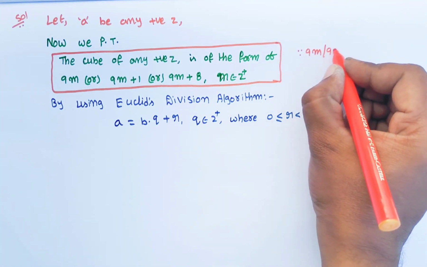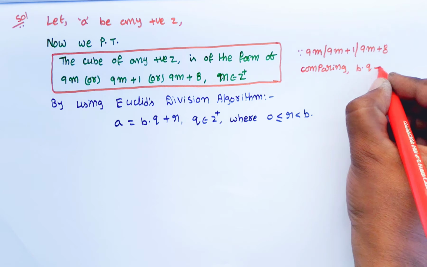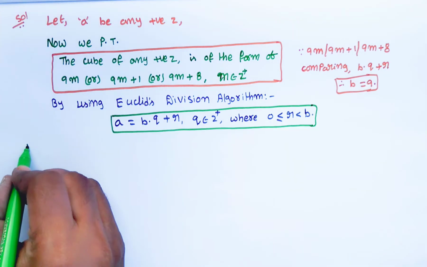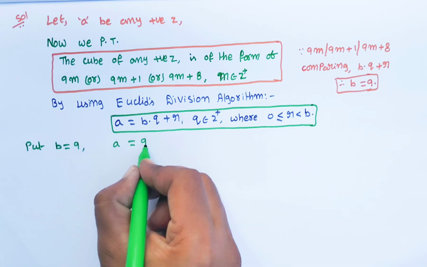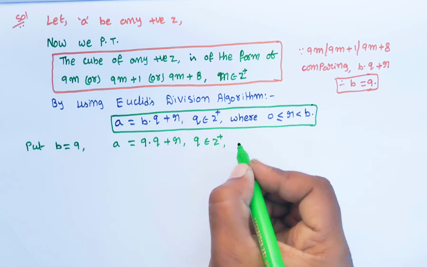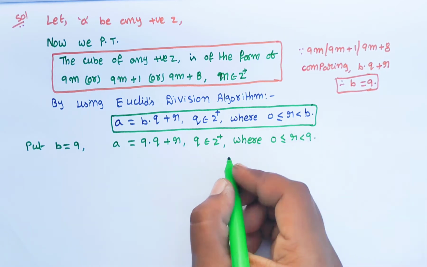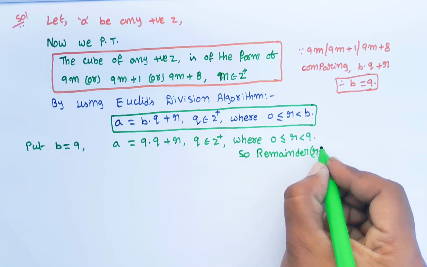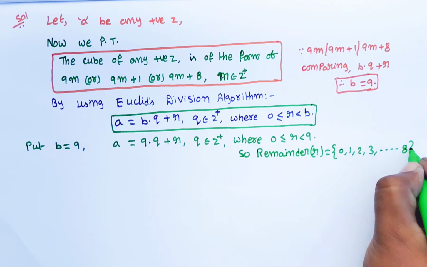Here we observe 9m or 9m plus 1 or 9m plus 8, comparing with b into q plus r, where b equals 9. Put b equals 9 in the above equation, that is a equals 9 into q plus r, q belongs to Z plus, where 0 is less than or equal to r less than 9. So the remainder is 0, 1, 2, 3 and so on up to 8.